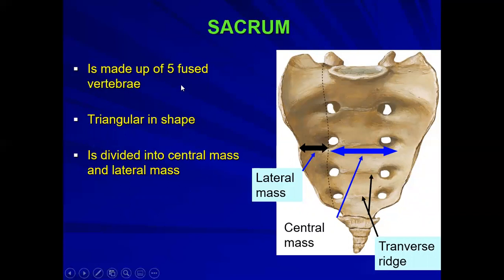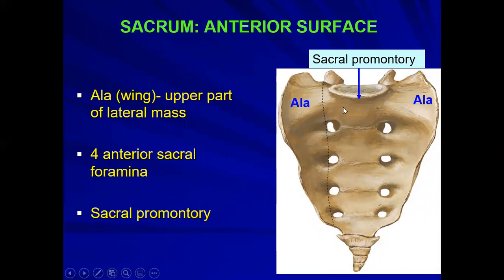And then on the anterior surface of the sacrum, we have the ala of the sacrum, which is wing-shaped. It's the upper part of the lateral mass. And then we have the four anterior sacral foramina, 1, 2, 3, 4, on the right and also on the left. On the right we have 4, on the left we have 4. And then we have the sacral promontory. This is the prominent part of the anterior surface of the sacrum.